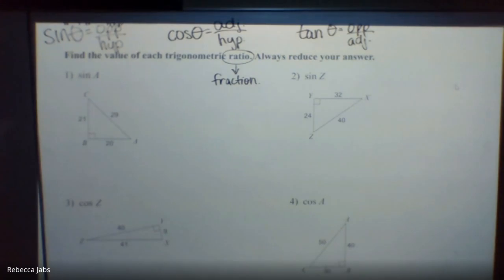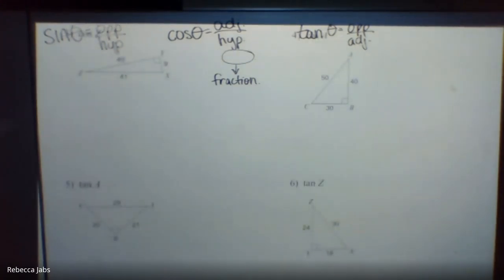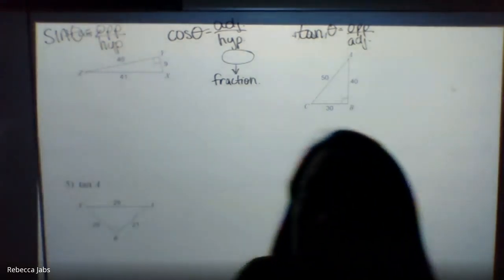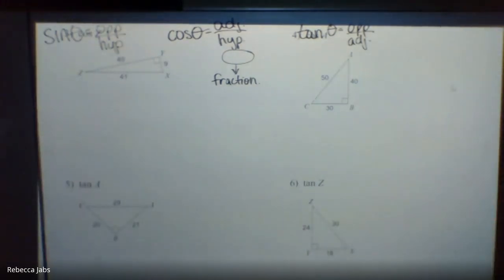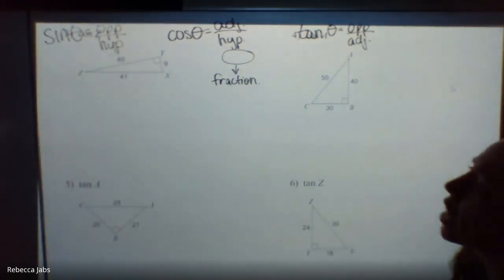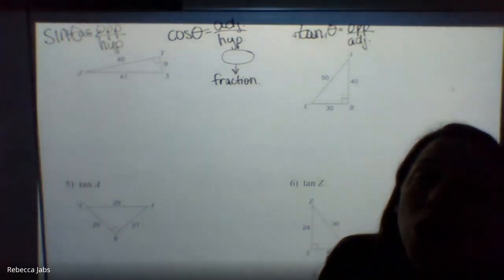For number 3, again, one of the most important things to usually label first is the hypotenuse. So DeLauren, if you could please, in number 3, we're looking at number 3. Sorry, guys, I scrolled up a little bit too much. We're looking for the cosine.